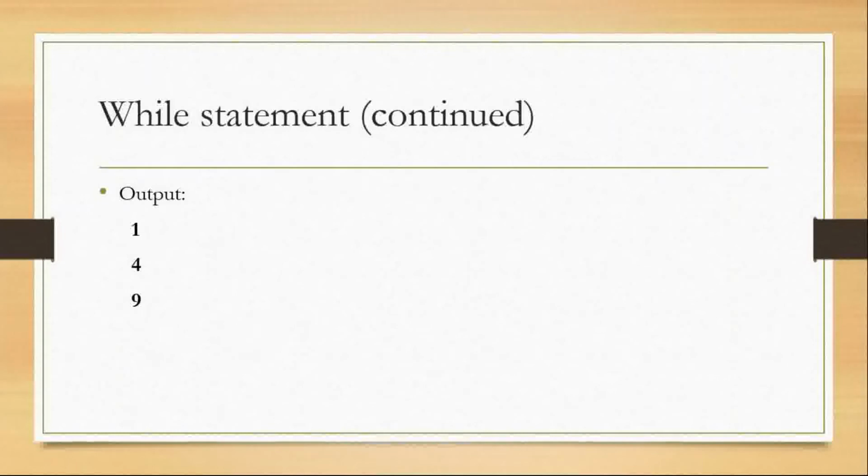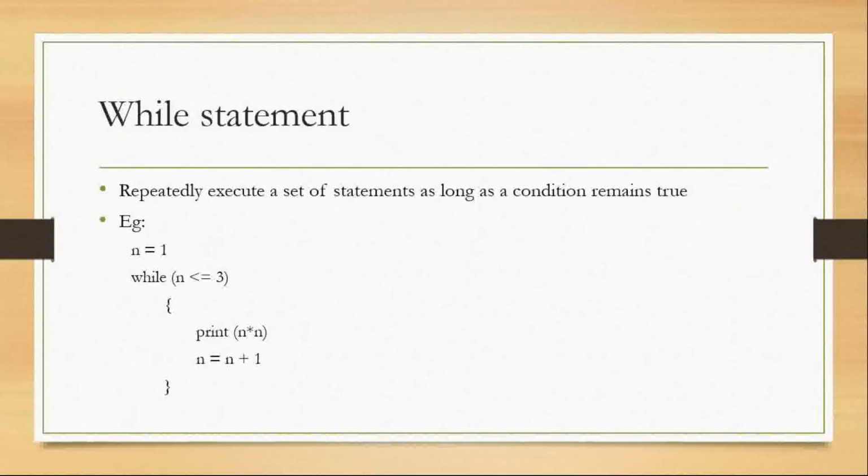We will get the squares of 1, 2, and 3 as output. So as you can see, first the value of n will be 1, which is less than or equal to 3. Hence, 1 squared, which is 1, will get printed. Then the value of n will get incremented by 1 to 2. Then the condition is checked by the while statement. 2 is less than or equal to 3? Yes. Hence, 2 into 2, 4 gets printed.